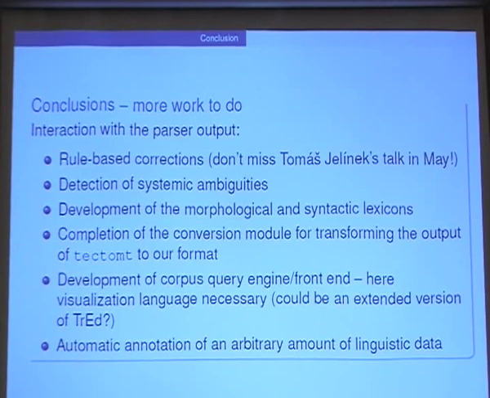And I'm going to conclude with the work which is planned for the near future. We'd like to continue the rule-based corrections, and Tomáš Jelínek will have his presentation here in 2 months' time. Detection of systemic ambiguities is a very important linguistic task within the whole project. Of course, we'd like to further develop morphological and syntactic lexicons according to the guidelines which I've presented.